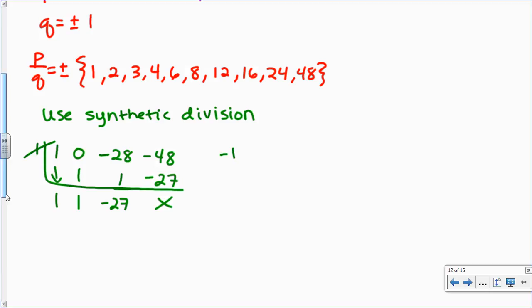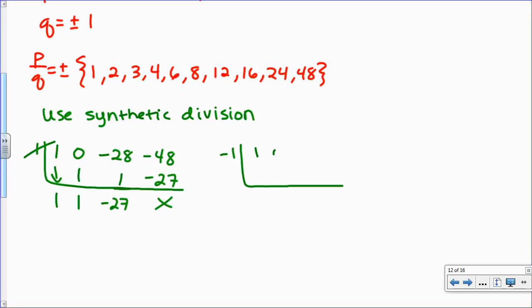Let's try negative 1. So you have to go through that every single one? No. You do it till you find one. Okay. And most of the time, it's one of the first few. And we do it until we get a 0 and then a quadratic, because once you get a quadratic, you can factor or use the quadratic formula.